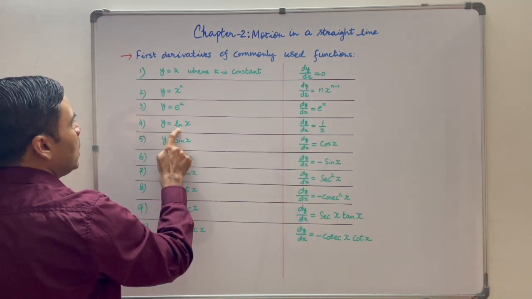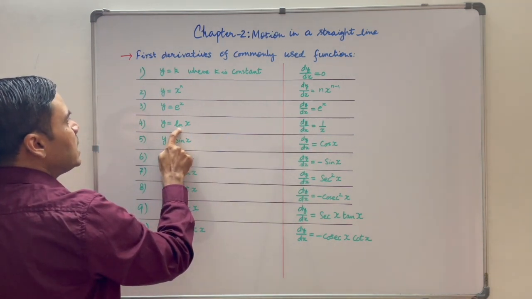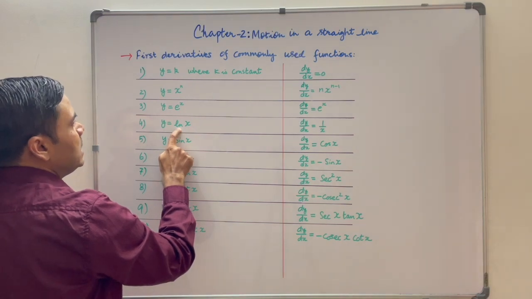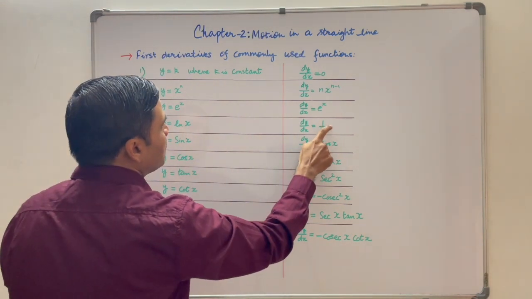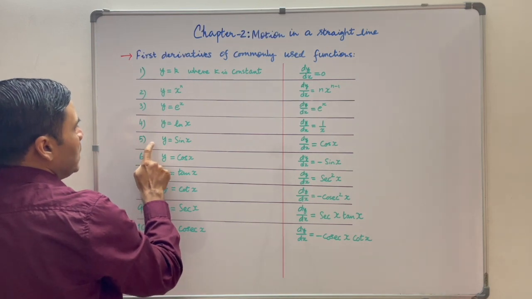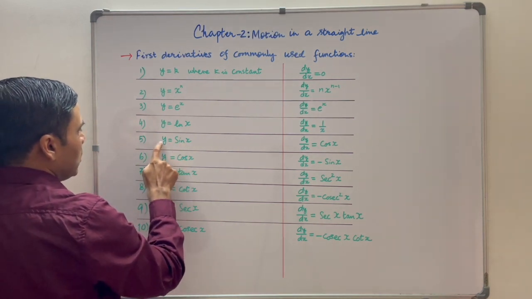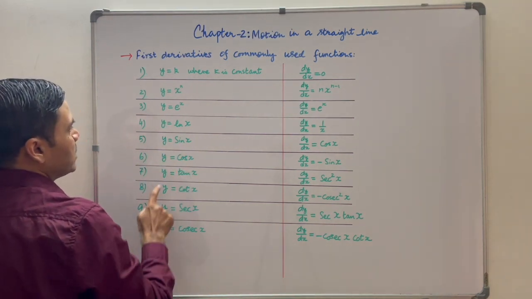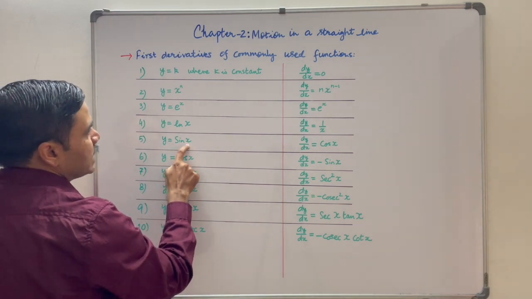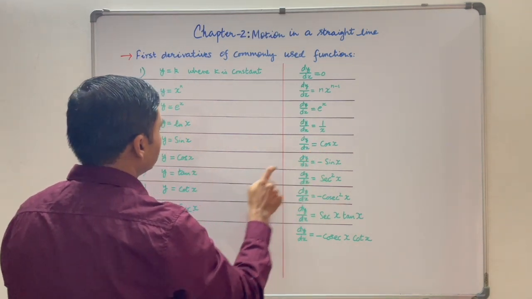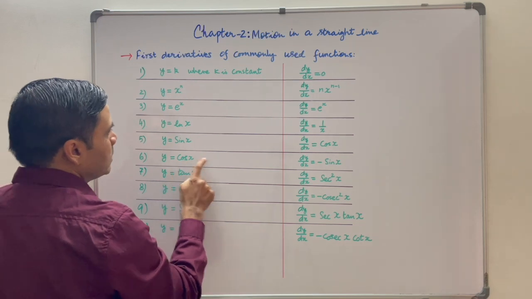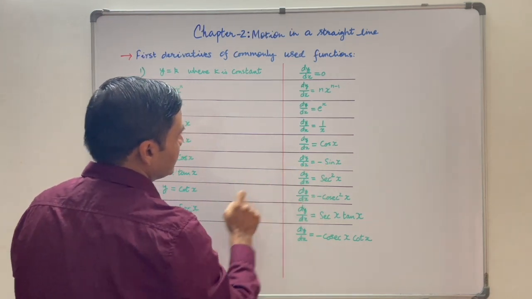y is equal to ln x. ln is natural log on the base e. So dy by dx is 1 by x. Fifth one, y is equal to sin x. Now here onwards, all the trigonometric functions. y is equal to sin x. So dy by dx is cos x. y is equal to cos x. dy by dx is equal to minus sin x.